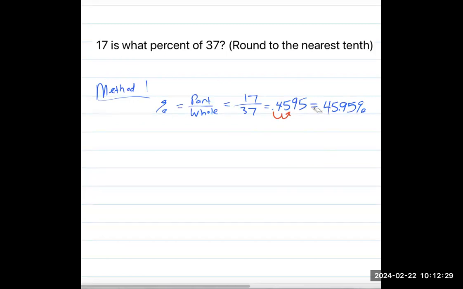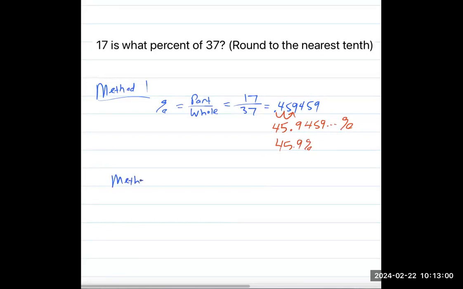And if we're doing it to the nearest tenth, let's go ahead and backtrack a little, because it was 0.459459. So it's kind of a bar notation thing. Moving that decimal 2 spaces over again, it's 45.9459, and it continues from there. And that's the amount of percent. So now to the nearest tenth, that would actually be 45.9%.